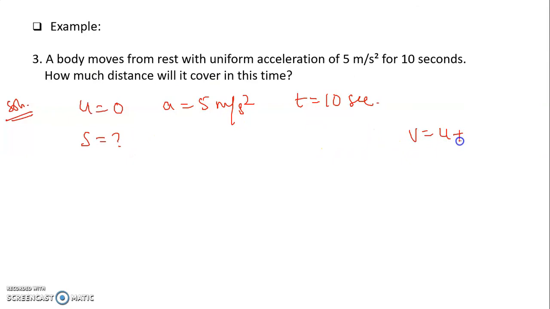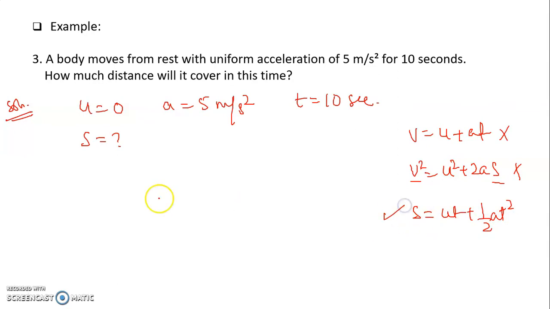V is equals to u plus at? No, because we need s. V square is equals to u square plus 2as. No, because we need v and s. So 2 unknown, not possible. So s is equals to ut plus half at square. Yes, we are going to use the third one.